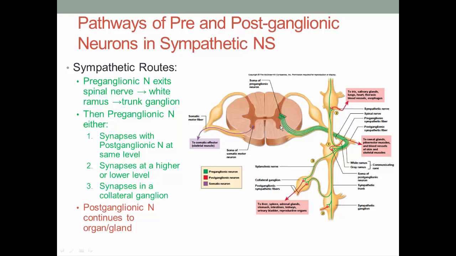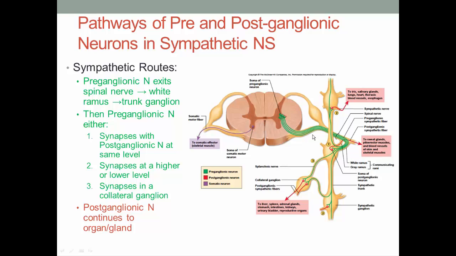And again, just to go through it, we've got the preganglionic neuron traveling the spinal nerve, the white ramus, synapsing at the same level with the postganglionic neuron, or synapsing at a lower or higher level with the postganglionic neuron, or synapsing at the collateral ganglia. Okay? Now, white ramus and gray ramus, lovely anatomical terms.